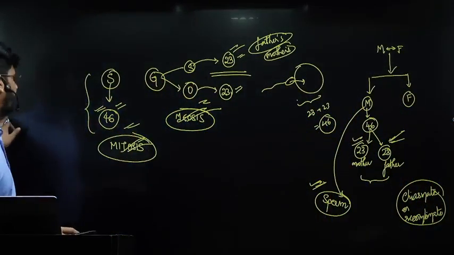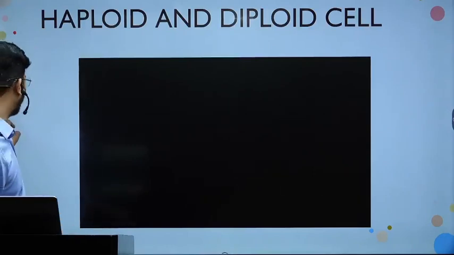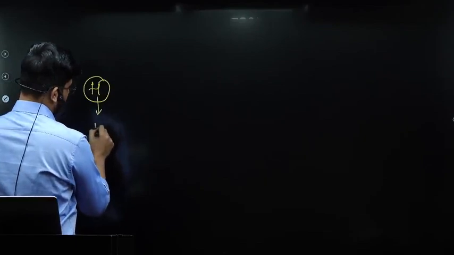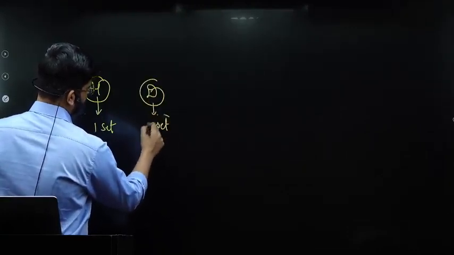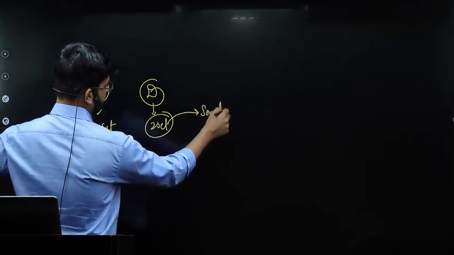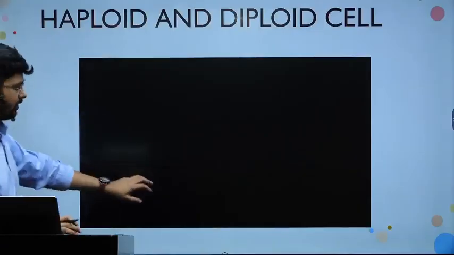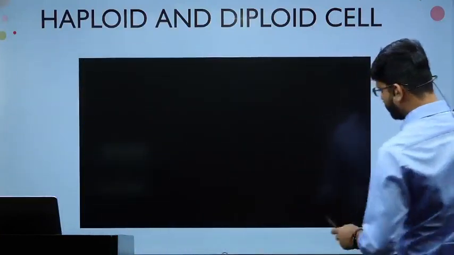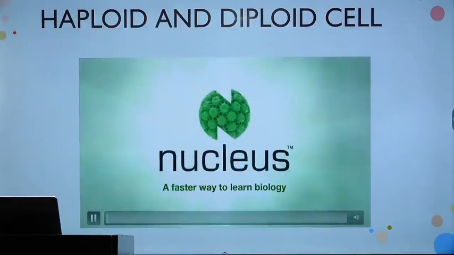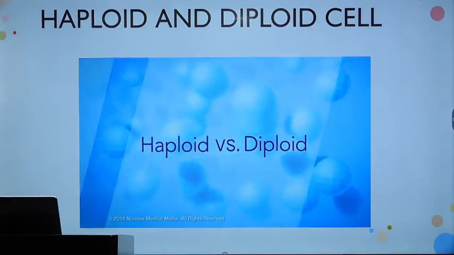Now just go through this video of haploid and diploid cells, and after this we'll see mitosis and meiosis. Haploid cells have only one set of chromosomes, and diploid cells have two sets of chromosomes. Two sets of chromosomes are seen among somatic cells, and one set among gametes. For your visual understanding, I have added a video. Just go through this.